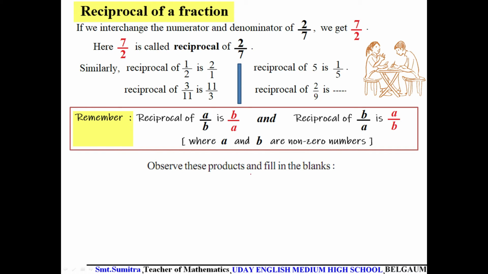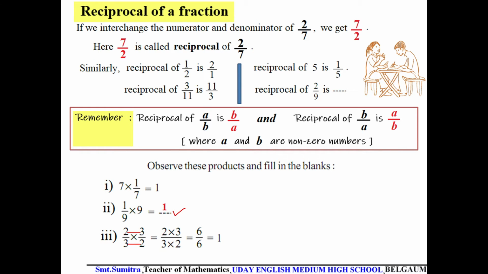I'll give a few examples, try to answer. 7 into 1 upon 7 is 1, because 7 into 1 is 7 divided by 7. 7 ones are 7 ones. This is 1 answer. Similarly, 1 by 9 into 9 is also 1. Here 2 by 3 into 3 by 2. Multiply 2 into 3 divided by 3 into 2. It is 6 divided by 6, and this gets cancelled, giving rise to 1.